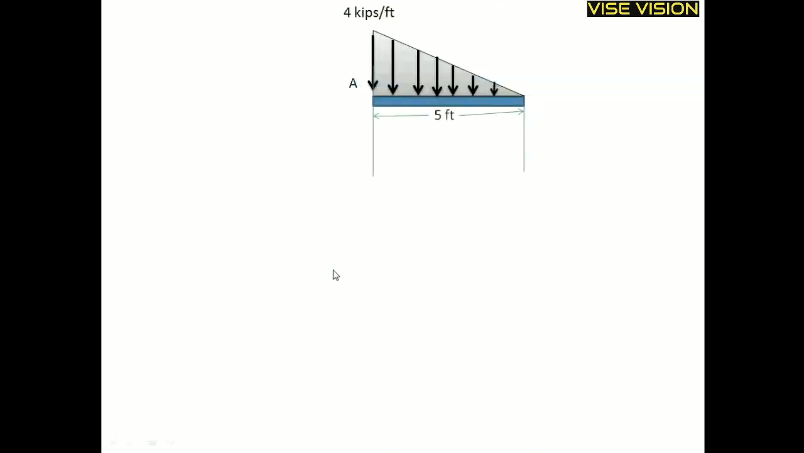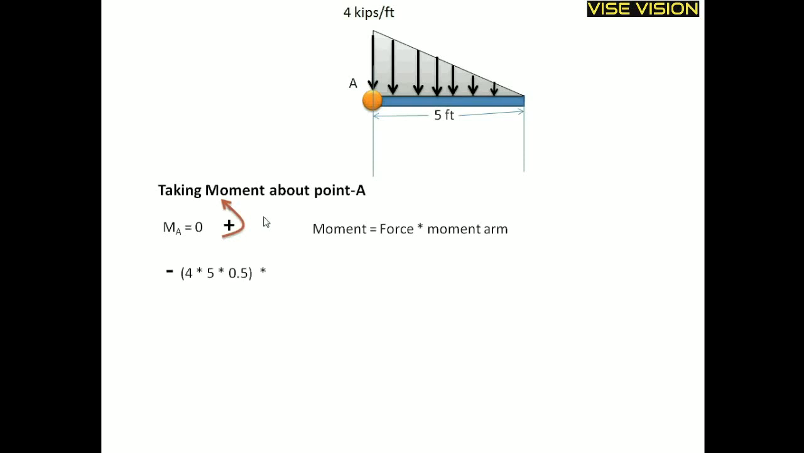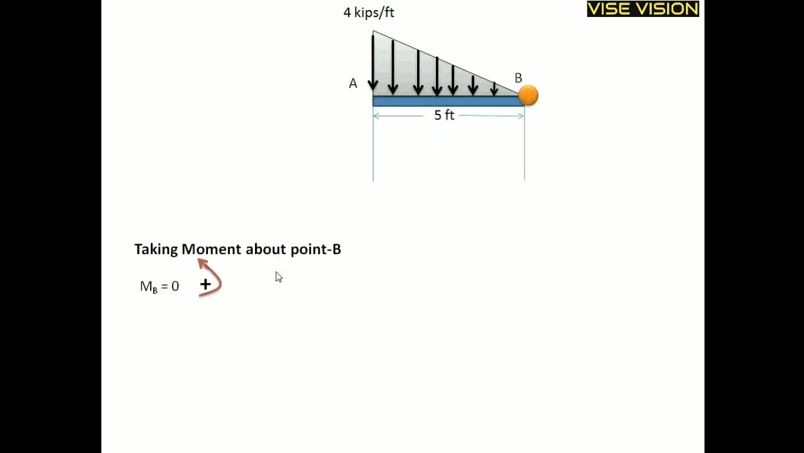Now I will explain how the moment arm for the UVL should be taken. Taking the moment about point A, this UVL force acts downward. If we are taking moment about point A, in this case 5 by 3 will be the moment arm. For this UVL case, this is the force and this is the moment arm. But if we are taking moment about point B, then what will be the moment arm? Then 5 into 2 by 3 will be the moment arm.